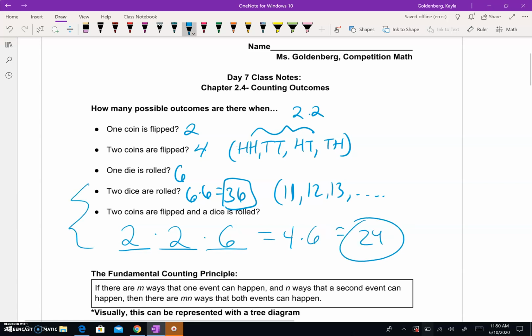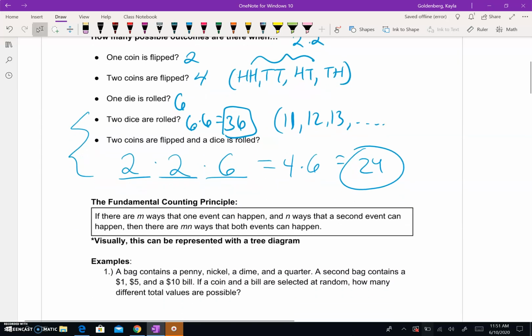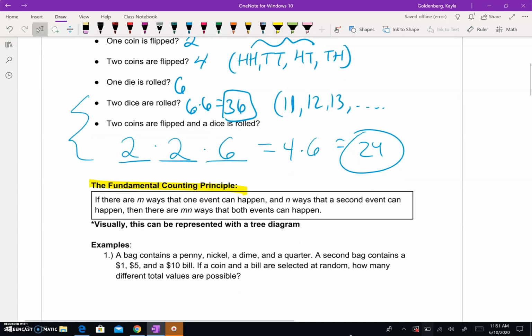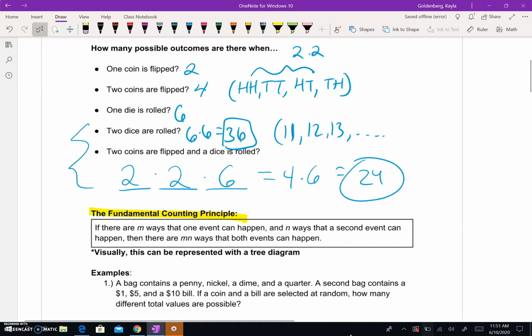And these last couple are really getting at the fundamental counting principle. And this is the biggest idea in counting that we want to be really sure that we understand. So the fundamental counting principle says that if there are m ways, so like maybe 5 ways that one event can happen, and n ways that a second event can happen, maybe it's 5 ways for the first one and 7 ways for the second one, there are then m times n ways that both events could happen. And there are that many possibilities of what could happen at the end of it all.